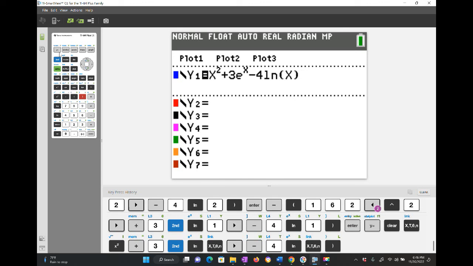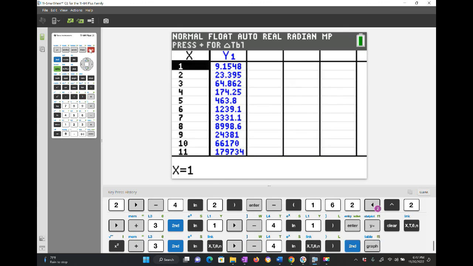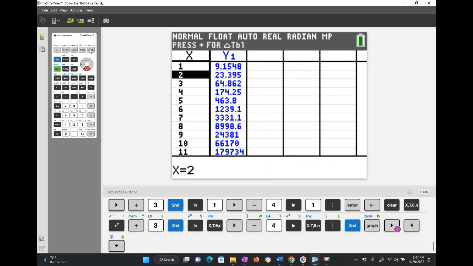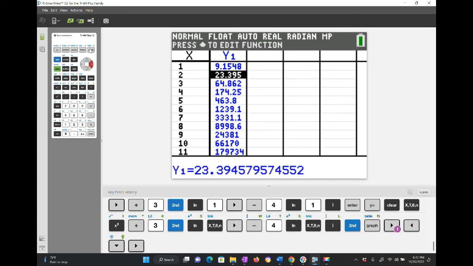We don't know what's going to happen yet. After you put that in y equals, you're going to go to second graph, and you see how you have all of these values here, starting with x is 1, x is 2. Well, that's all you need for this problem. And you're basically going to subtract 23.395 minus 9.15. Same thing, it'll land you the answer about 14.24. All right.